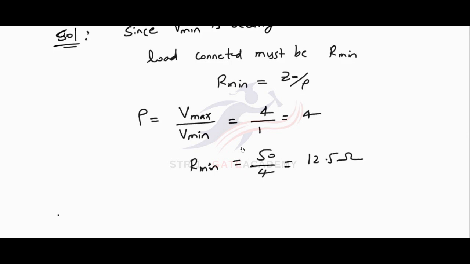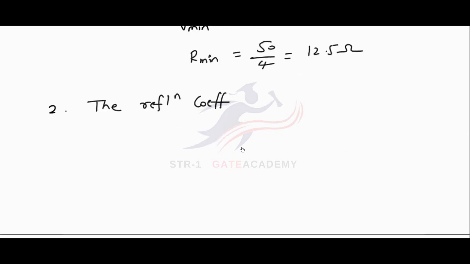Now the second question is the reflection coefficient. What is the value of the reflection coefficient? You have to find it out. Now we know that the magnitude of the reflection coefficient is (rho minus 1) divided by (rho plus 1). So this is 4 minus 1, which is 3, divided by 5. It's 0.6.